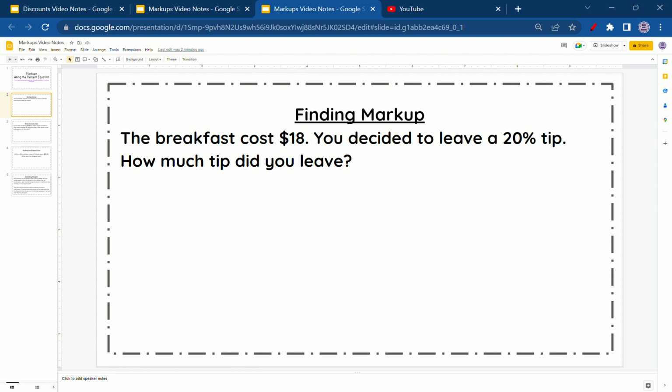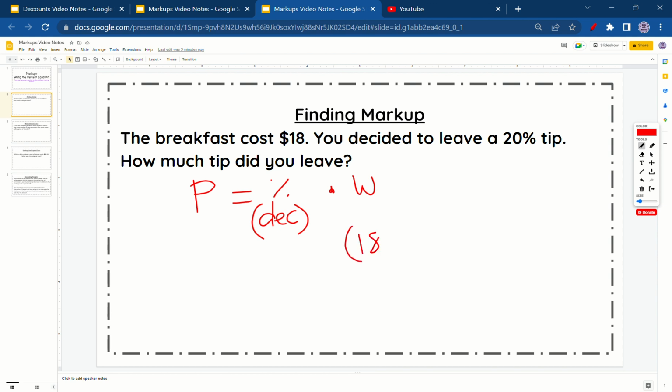All right, so let's start with our first example, which is finding markup. The breakfast cost $18. You decide to leave a 20% tip. How much tip did you leave? Well, first you want to write out your percent equation. So part is equal to the percent as a decimal times the whole. The whole, if you can remember, is always the original amount. So in this case, the breakfast cost $18, so that is your original amount, $18. You decided to leave a 20% tip. How much tip did you leave?